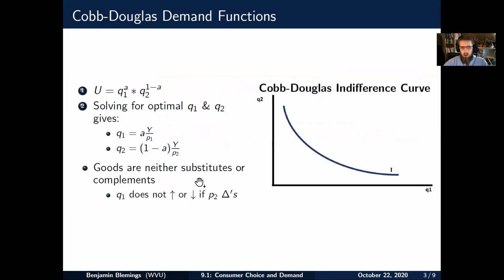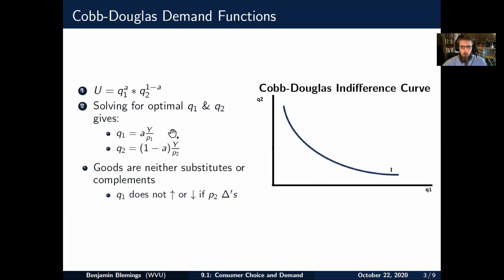So there are a lot of different indifference curves and demand functions, conditional on what the utility function looks like. And I just wanted to show you where the indifference curves that we've been using most often come from. They come from these Cobb-Douglas utility functions, which is Q1 to the A times Q2 to the 1 minus A.